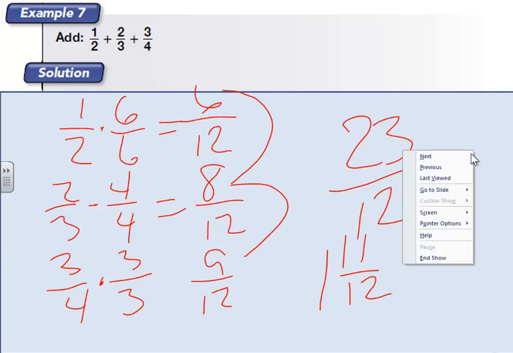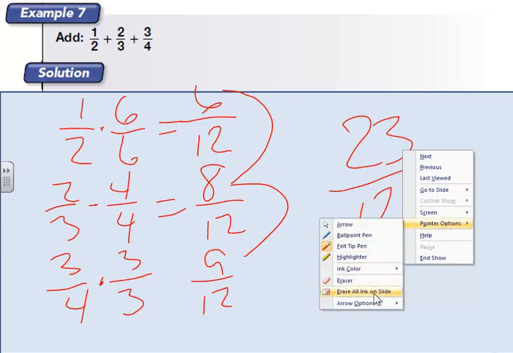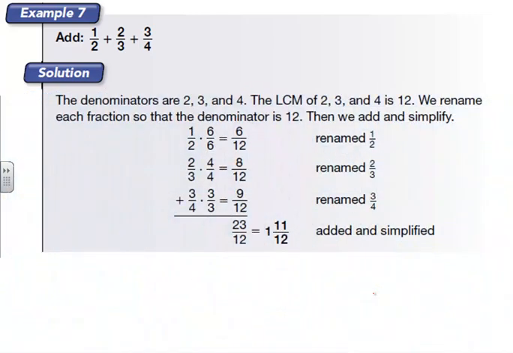Let's see if they show it the same way. There it is, exactly the same way that we did it. And there it is in simplified form, 1 and 11/12. Hopefully you're understanding this and it's coming very simple to you. If this is confusing, please see me so we can go over it one-on-one, and we can also discuss it in class.